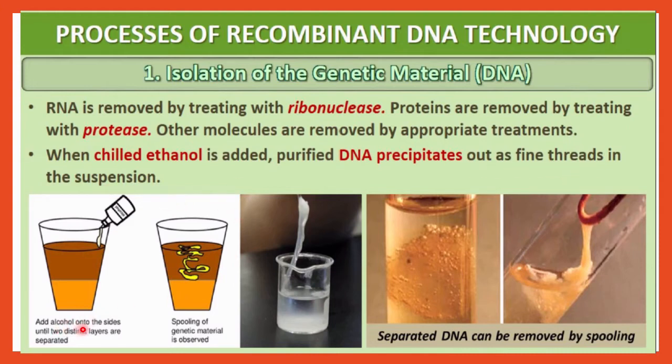So add the alcohol, that is chilled alcohol, onto the side wall. You have to add that on the side wall. Two distinct layers will be separated, and here you can see the DNA content will be precipitated out. That process is called spooling. The process in which DNA is getting precipitated is called the spooling process. Spooling of genetic material is observed.